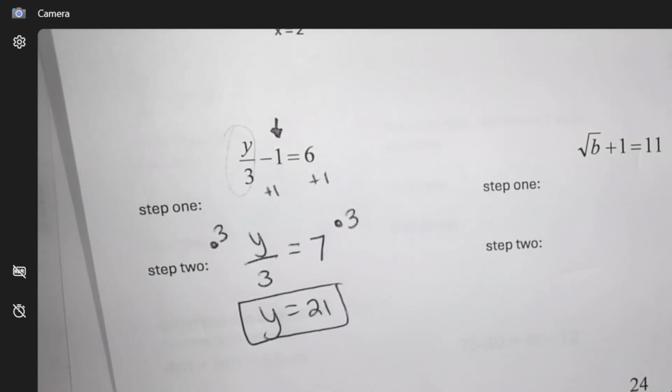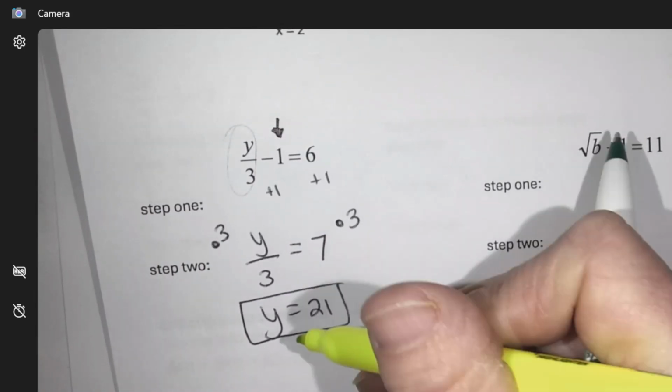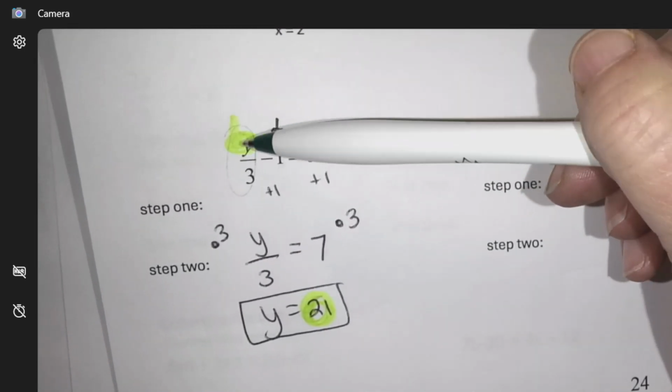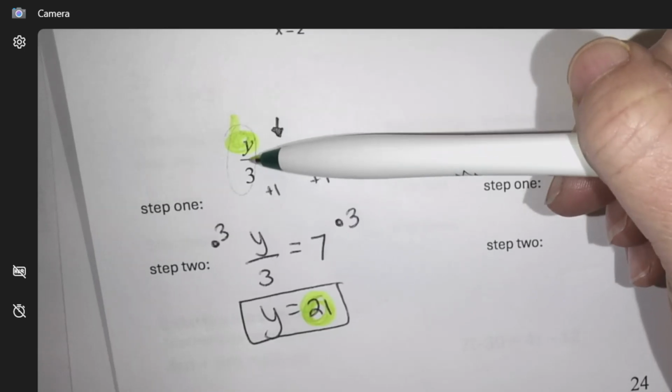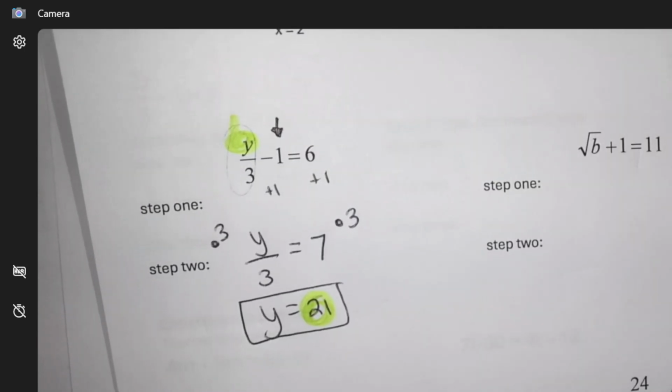What can you always do at the end? You can always square or circle the answer. Well, I'm going to do that, but what should I always do in a test at the end of a question? Check your answer. How would I check that? By reversing it, plugging this in. Ready? In your heads. If I put a 21 here, what's 21 divided by 3? 7. What's 7 subtract 1? 6.